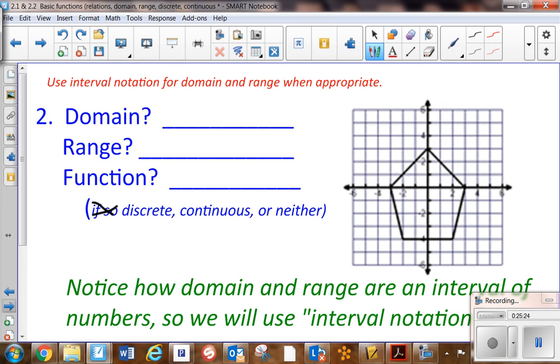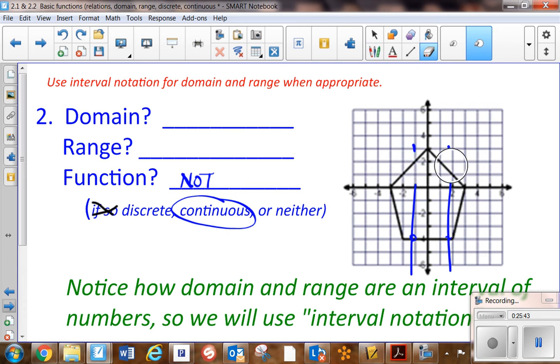Okay, let's look at this one. Think about it a minute. That was very confusing. Continuous or discrete? Continuous. You never have to lift up your pencil. Now, is it a function? Not a function. That's pretty easy to tell, right? With any vertical line test, it's going to hit it twice. Okay, but now let's talk about domain and range.